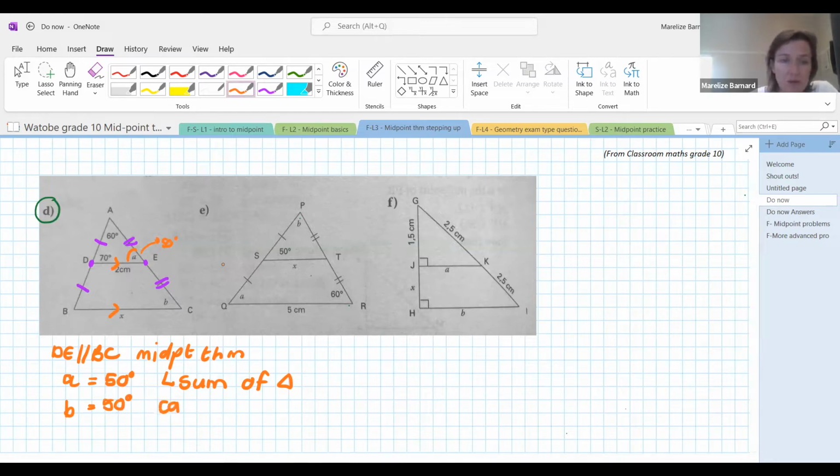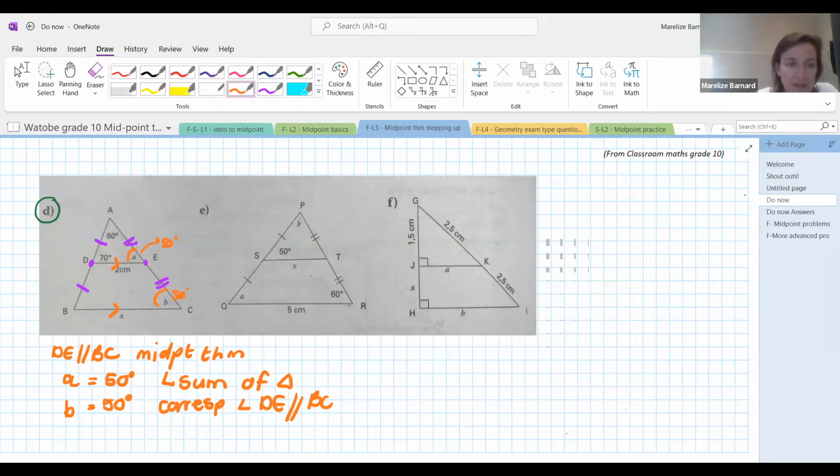Right, so corresponding angles, and very important to name the parallel lines we are working with. DE parallel to BC. Quite a few of you got the corresponding angle part, but remember to name the parallel lines as well. Awesome, so this is also 50.